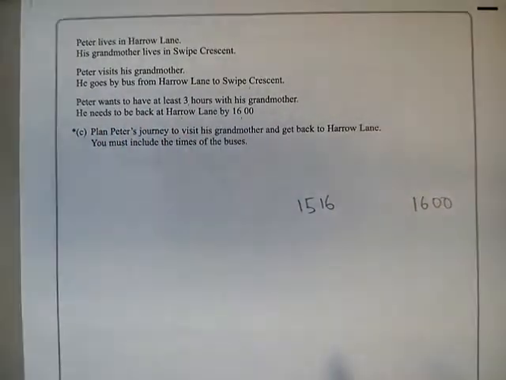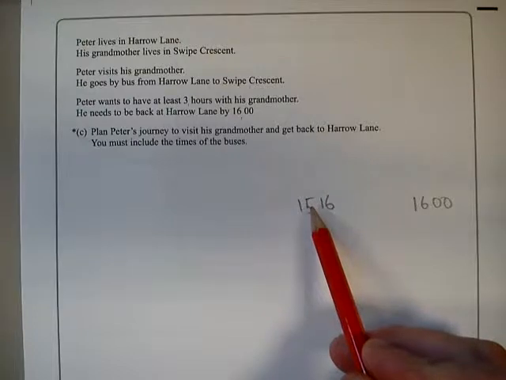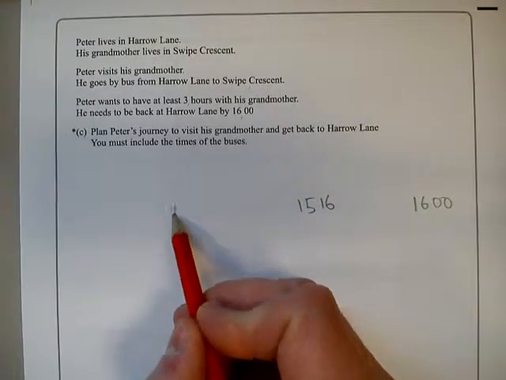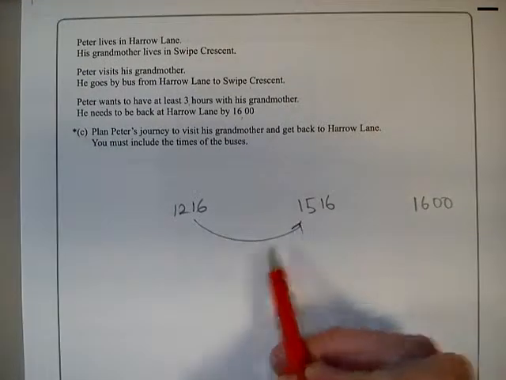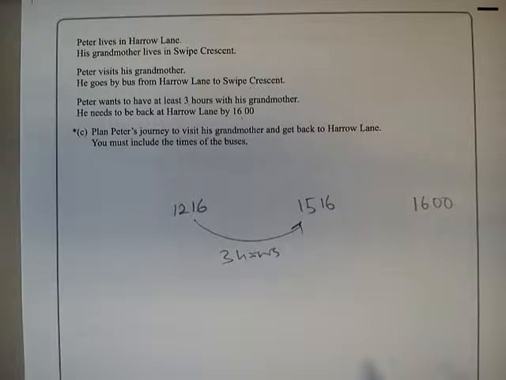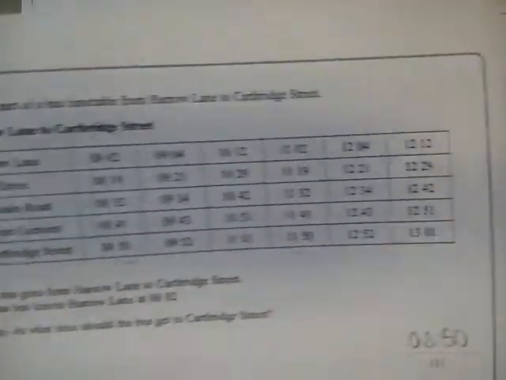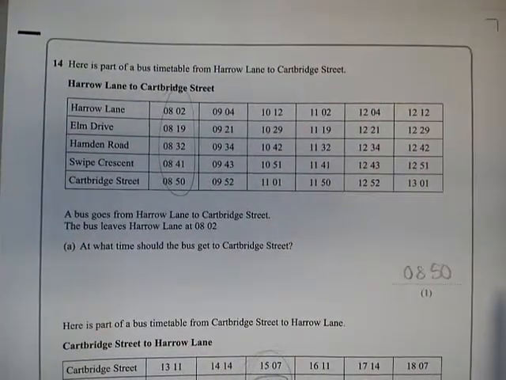Peter wants to have at least 3 hours with his grandmother, so if that's what time he has to leave, then he has to arrive at 12:16 in order to give him his 3 hours. So then again, go back to the timetable. He's got to arrive in Swipe Crescent before 12:16 in order to give him the 3 hours.